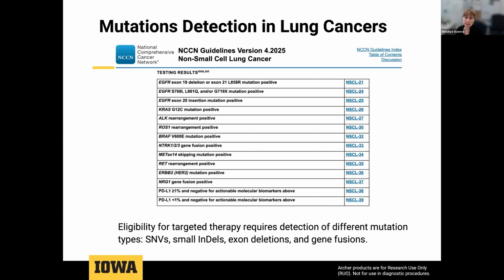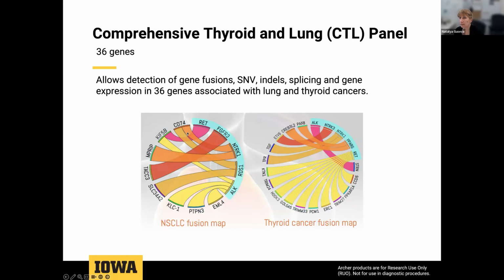If you look at the NCCN guidelines for non-small cell lung cancers for eligibility for targeted therapy, you will see that they require detection of different types of mutations: point mutations, small insertions, small deletions, and also rearrangements in many targeted genes. So we put our attention on the comprehensive thyroid and lung cancer panel, an off-the-shelf Archer panel design, which includes overlapping targets for lung and thyroid. So ALK and TRK are all captured here.